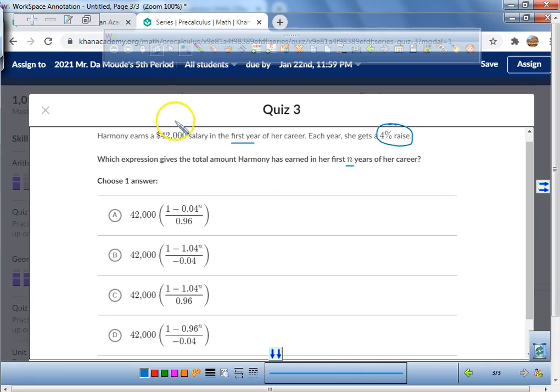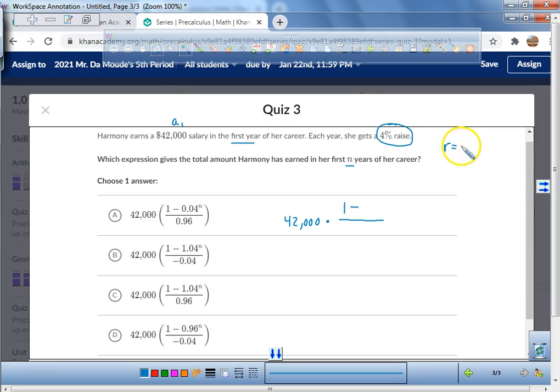So what do we start with? That's the first term, right? That's the first term. So I'm going to put $42,000. All right. And then I'm going to multiply it. I'm just going to put right here 1 minus my R value. Now, here's the thing. The R value is not 4%.